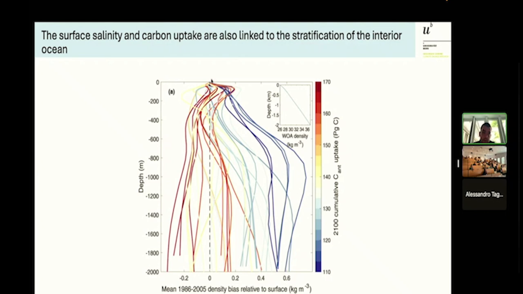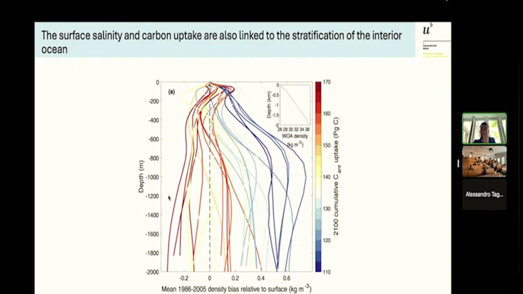And if the density gradient from the surface to 2000 meters is higher, that means that the ocean is more stratified and less well ventilated, or the ventilation is probably more difficult. And if the lines are here, it means the ocean is less stratified and ventilation is easier.